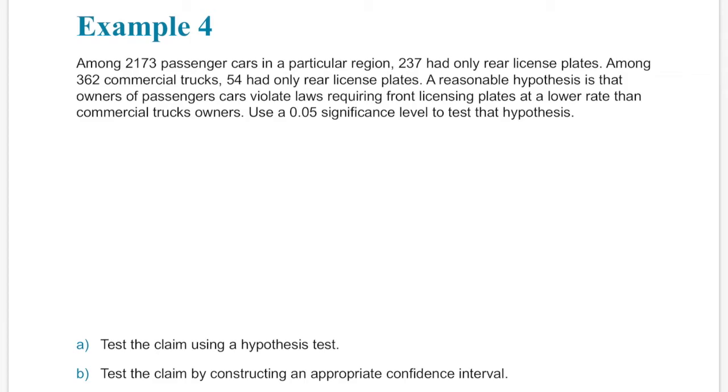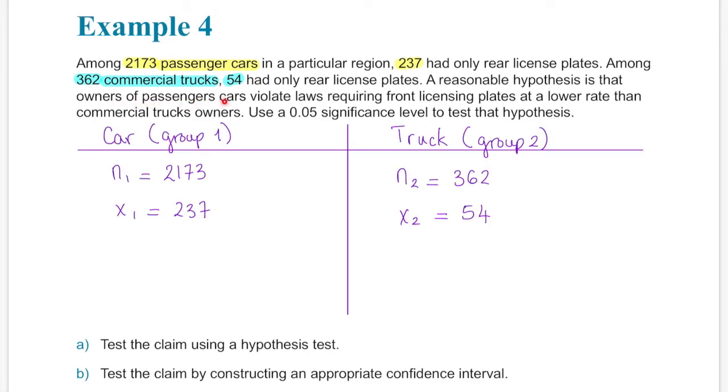I have 2 different groups. One is passenger cars with N is 2,173, X is 237. The second group is the commercial trucks with N is 362 and X is 54. Owners of passenger cars violate laws requiring front license plates at a lower rate than commercial truck. I want to test the claim that my P1 is lower than P2.